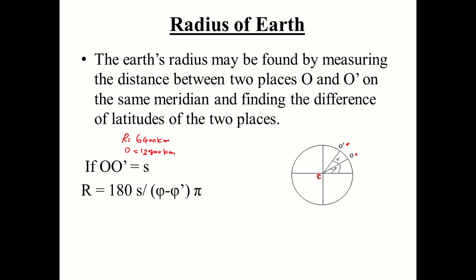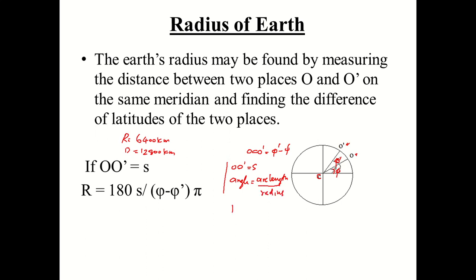Now the point O is at a latitude of phi, and the point O prime is at a latitude of phi prime. Then the angle between them will be the difference in the two latitudes, phi prime minus phi. So from basic trigonometry, if you consider the arc length OO prime as S, then the angle is equal to arc length by radius.